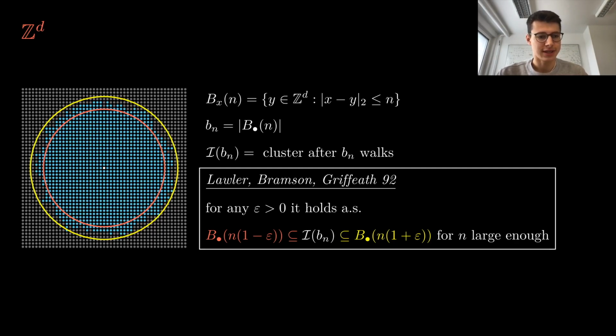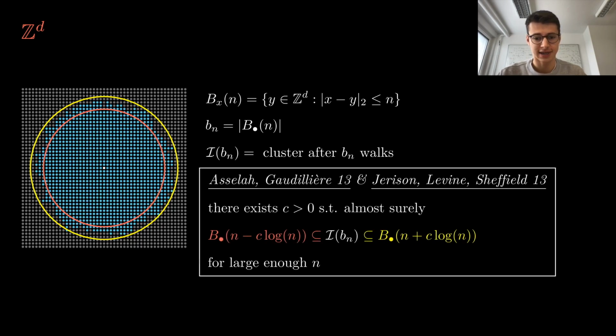Now we are also interested in how far the cluster can diverge from this typical shape. Later, in 2013, Asselah and Gaudillière, and independently Jerison, Levine, and Sheffield, improved this result by giving explicit bounds on fluctuations from this basic shape of a ball. Namely, for large enough n, the cluster after b_n walks will not differ more than the logarithm of n times a constant from this ball.